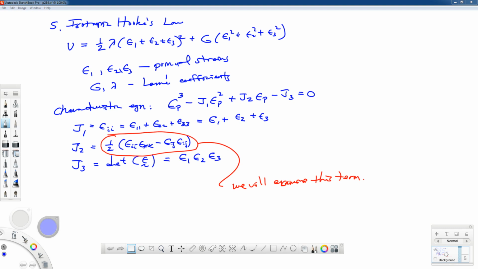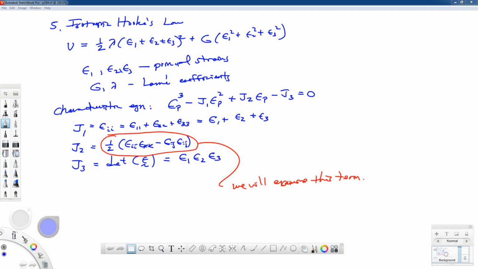Now J1 is the trace of the strain tensor. We can write that in either coordinate strains or principal strains, as shown below. J3 is the determinant of the strain tensor, or in terms of principal strains, epsilon 1, epsilon 2, epsilon 3. And J2, we're going to look at in more detail. In terms of coordinate strains and index notation, it is 1/2 epsilon ii, epsilon kk minus epsilon ij, epsilon ij.